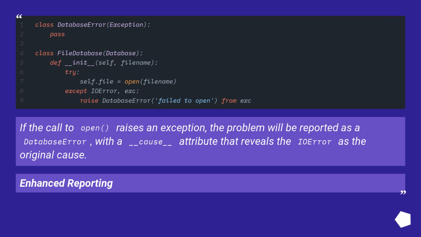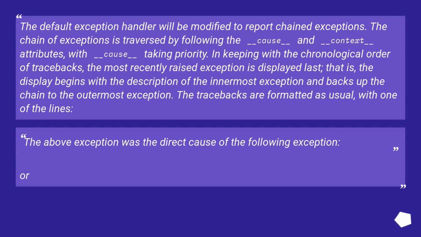Enhanced reporting. The default exception handler will be modified to report chained exceptions. The chain of exceptions is traversed by following the __cause__ and __context__ attributes, with __cause__ taking priority. In keeping with the chronological order of tracebacks, the most recently raised exception is displayed last. That is, the display begins with the description of the innermost exception and backs up the chain to the outermost exception. The tracebacks are formatted as usual, with one of the lines "The above exception was the direct cause of the following exception."